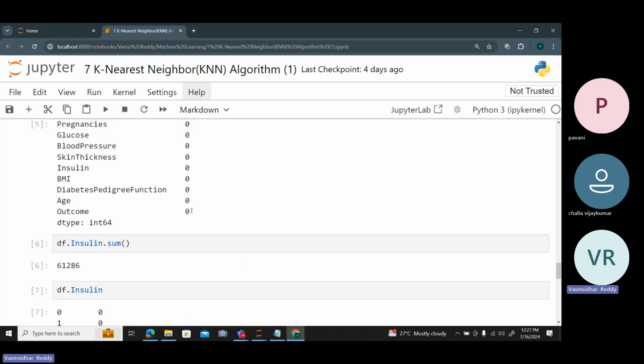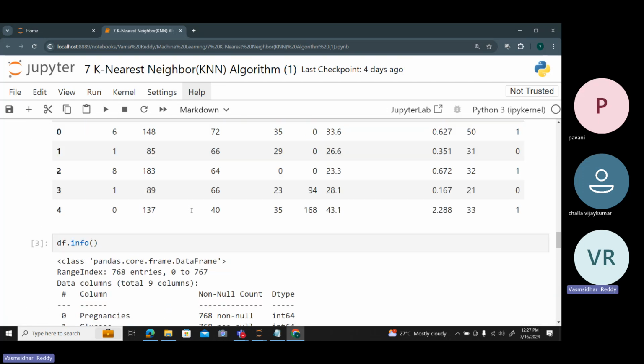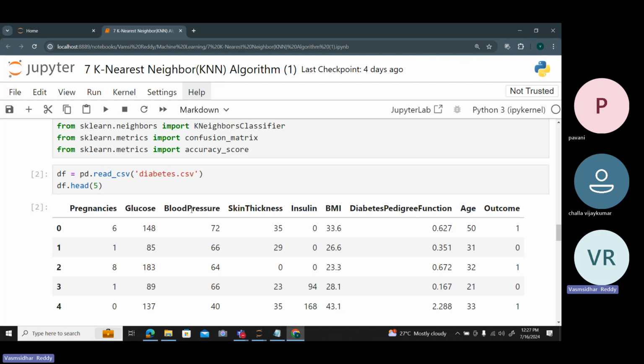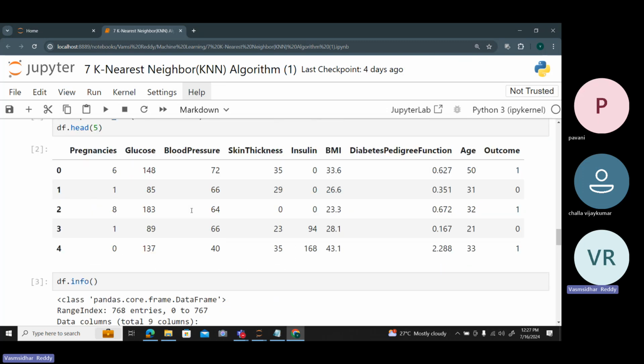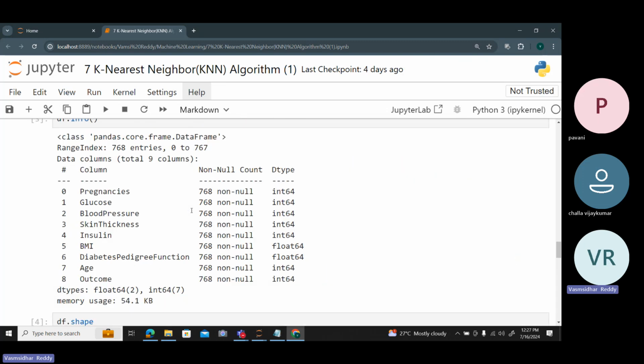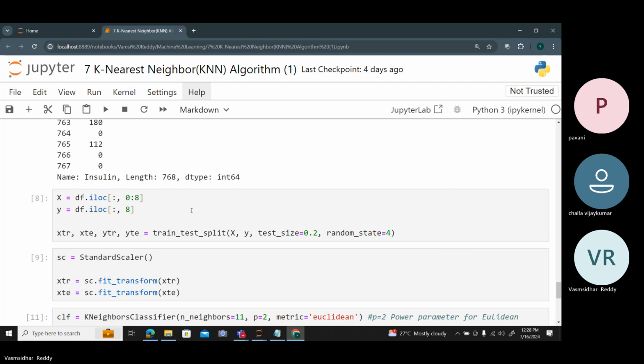Then this is my entire thing. First, I need to find the data. I didn't do any visualization. You need to do the visualization here and analyze the data more. Basically, we don't have any null values. So just analyze the data and perform these things. So this is all about your K nearest neighbor algorithm.